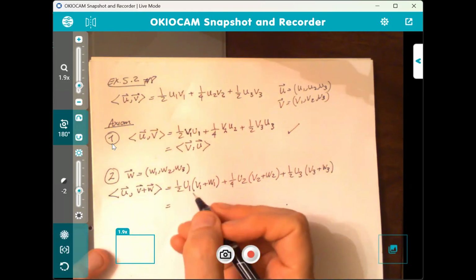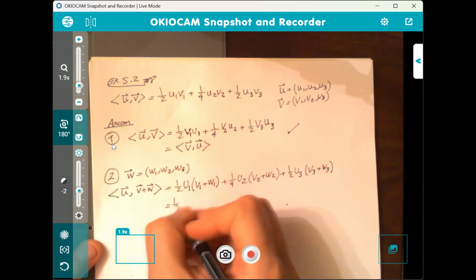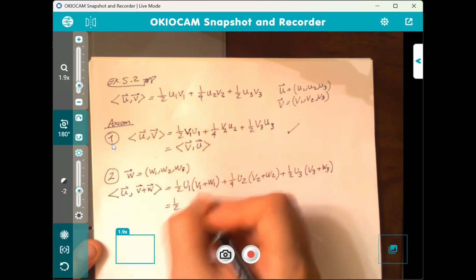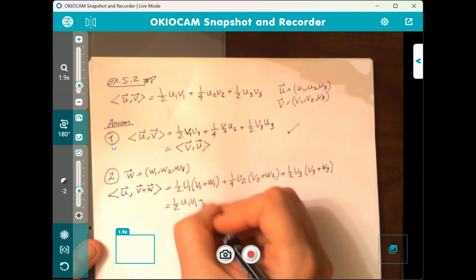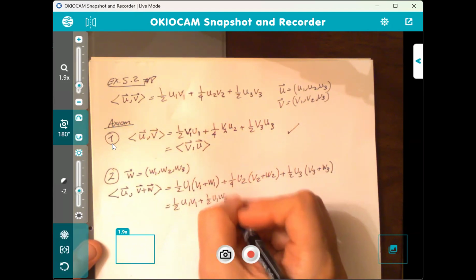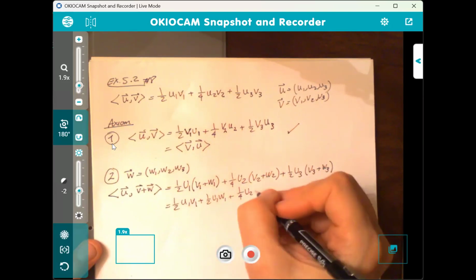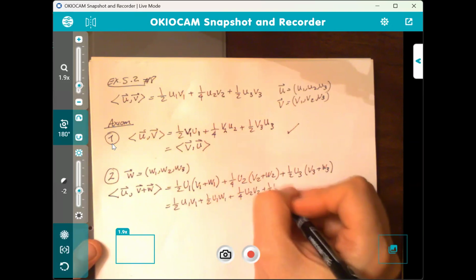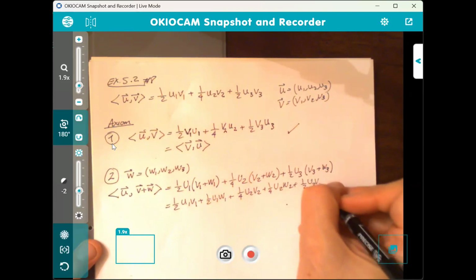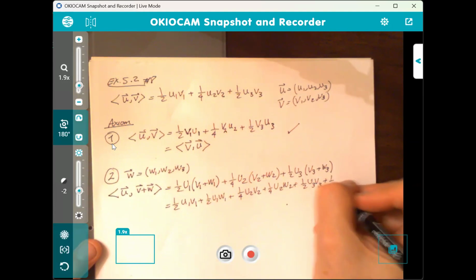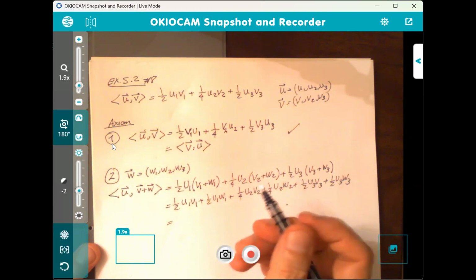Let's see, for this one, for instance, I can distribute u1. Correct? Distribute u1, we get half u1 v1 plus 1/2 u1 w1 plus, just doing the distributive property, folks, 1/4 u2 v2 plus 1/4 u2 w2 plus 1/2 u3 v3 plus 1/2 u3 w3. Just a straight distributive property.